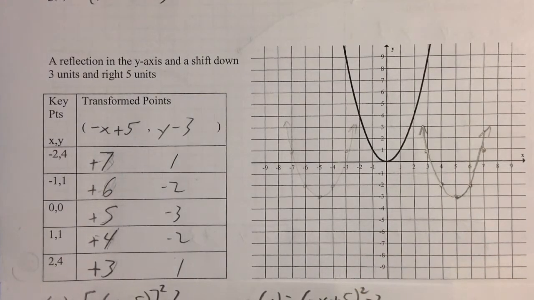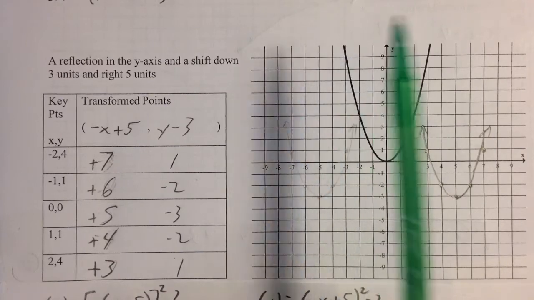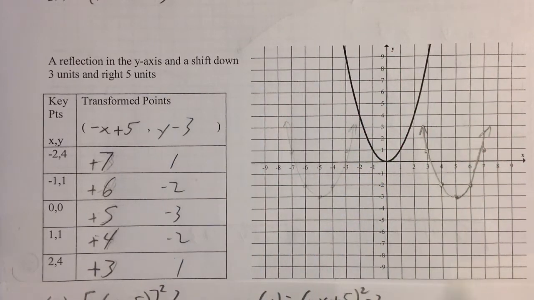A reflection in the y-axis and a shift downwards 3 units and right 5 units. A reflection in the y-axis means that the mirror is here and we're going to reflect it this way or that way. We're going to have a shift down 3 units and right 5 units.